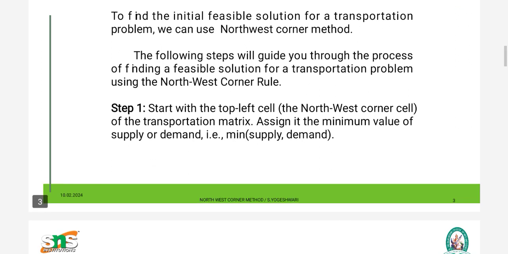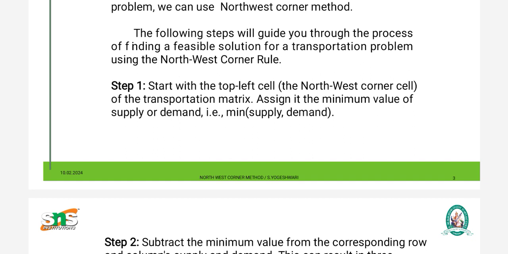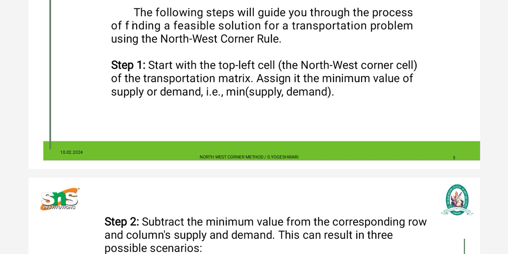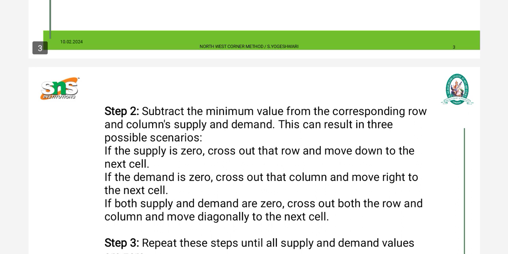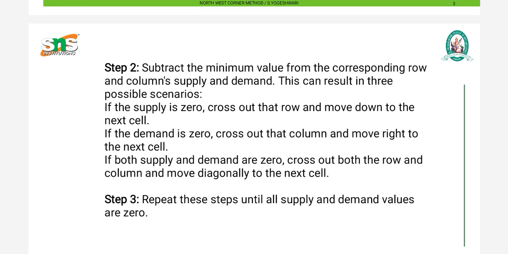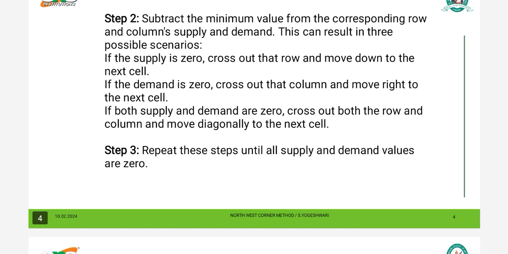First of all, we have to consider the northwest corner cell. We have a lot of cells in the table, and we have to consider the northwest corner cell. In that cell we have to assign the supply or demand value, whichever is the minimum, and also enter the remaining value in the corresponding row and column. Finally we have to cross out the satisfied row or column and repeat the procedure until all the supply and demand become zeros.